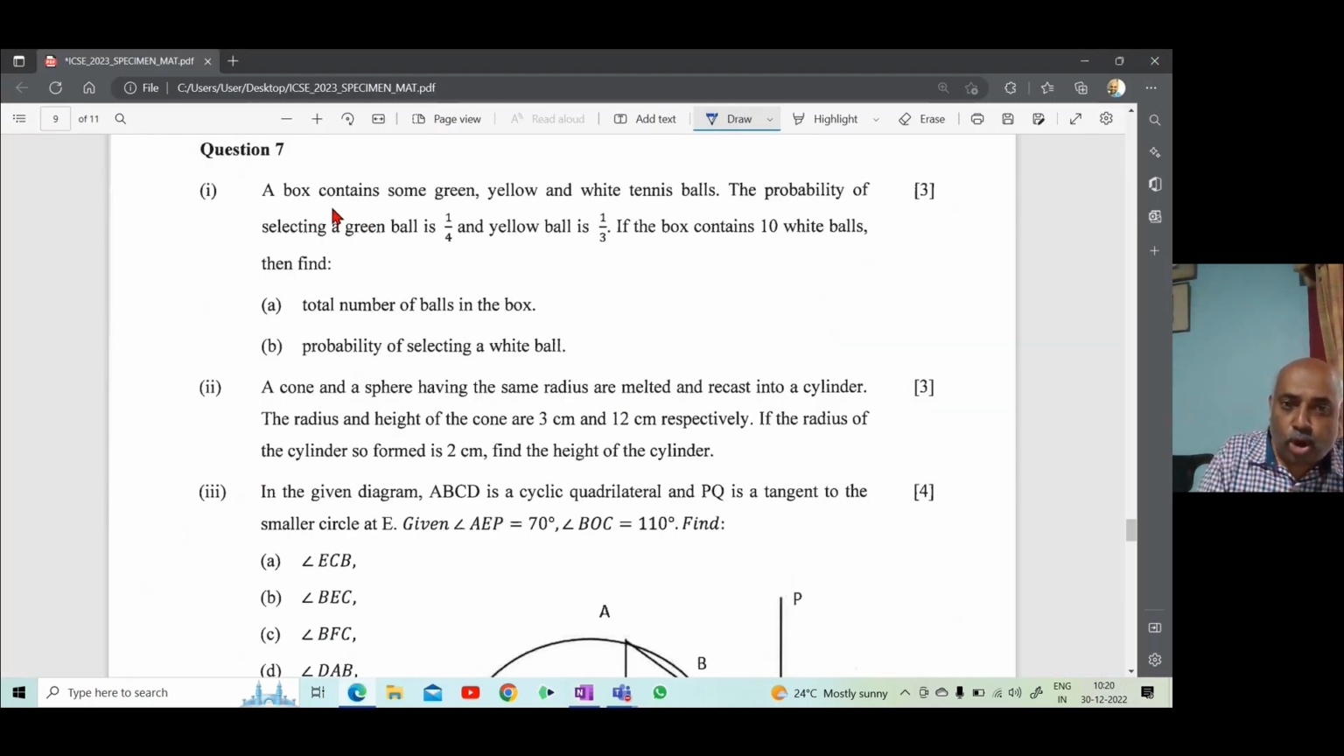Question 7. A box contains some green, yellow, and white tennis balls. The probability of selecting a green ball is 1 by 4, and a yellow ball is 1 by 3. If the box contains 10 white balls, then find the total number of balls in the box. So they are saying that the probability of drawing a green ball is 1 by 4 and a yellow ball is 1 by 3.